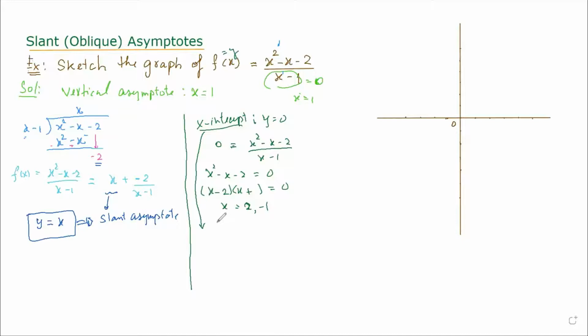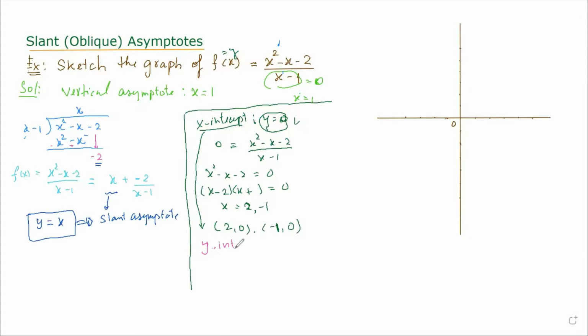So the coordinate point is going to be when x is 2, y is 0 here. The other point is when x is -1, y is still 0. Okay, so now we have the x-intercept, now we can get the y-intercept.